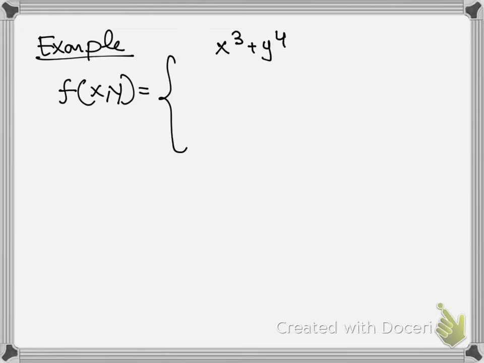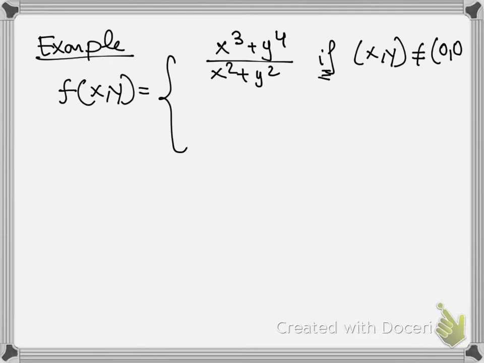So let's say f of x, y is defined by x cubed plus y to the 4 over x squared plus y squared if (x, y) is different from (0, 0), from the origin, okay? And it's going to be 0 if (x, y) is equal to the origin, okay?